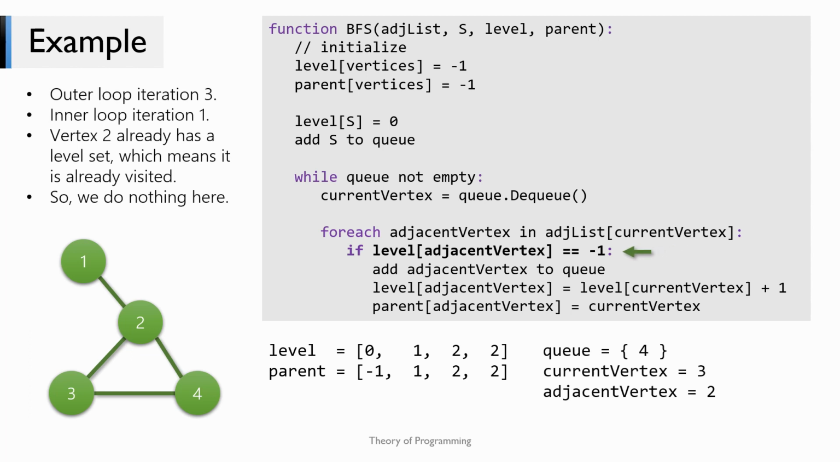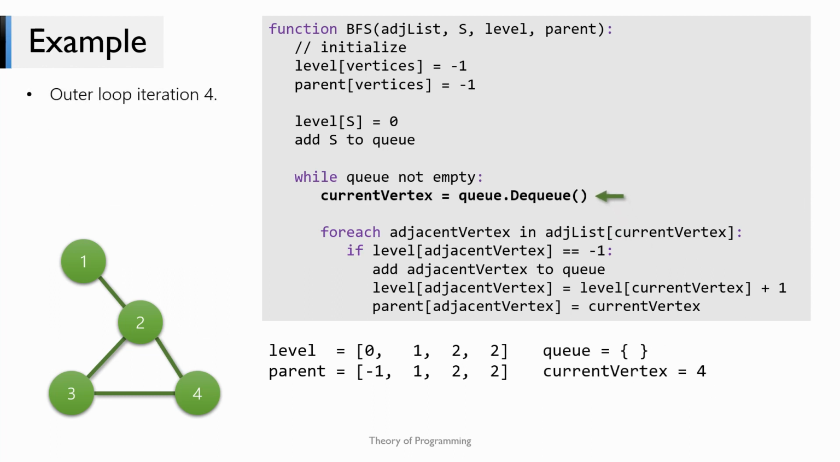The first adjacent vertex is vertex 2. Vertex 2's level is 1, so we don't enter the if block. The second adjacent vertex is vertex 4. Vertex 4's level is 2, so we don't enter the if block again.